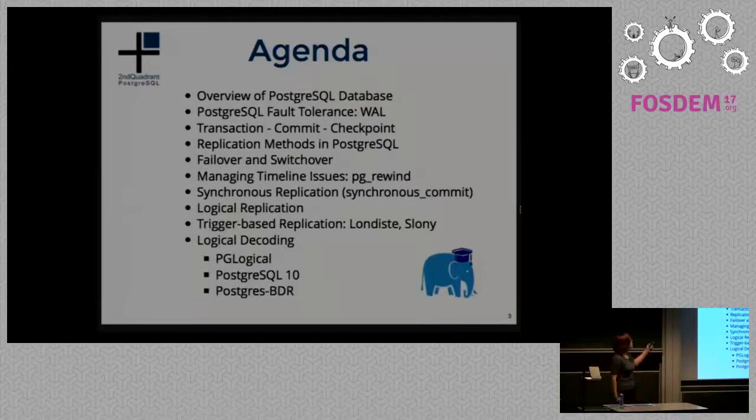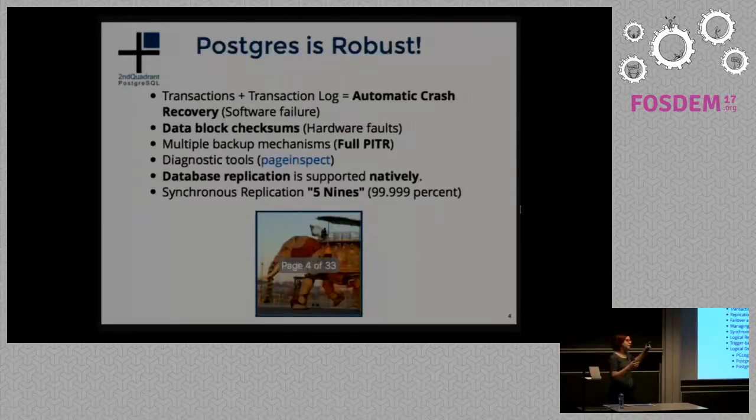The agenda is, first, we will talk about the PostgreSQL database in general, but just a few points. And then the main mechanism for fault tolerance is WAL. Then we will try to describe what is a transaction, what is a commit, and what is a checkpoint, and what we have for replication in PostgreSQL, and what we expect in Postgres 10 as well, and how the replication evolved from physical to synchronous replication, and then logical. And in the meantime, we will also cover timeline issues by failover, switchover, and the pg_rewind tool.